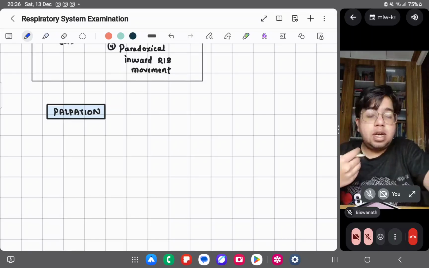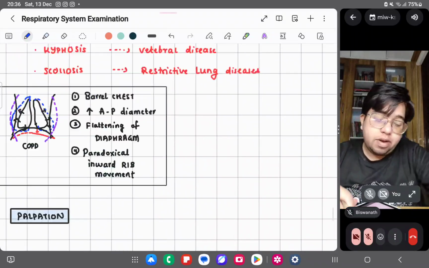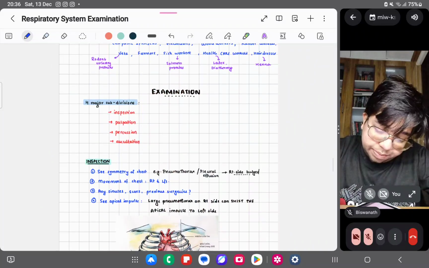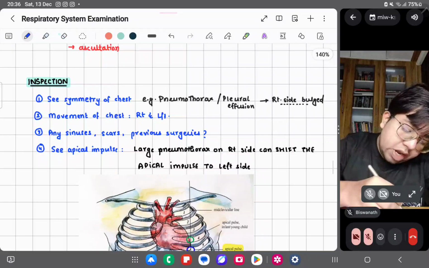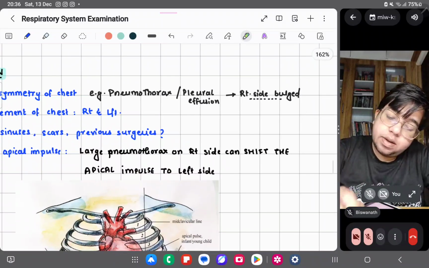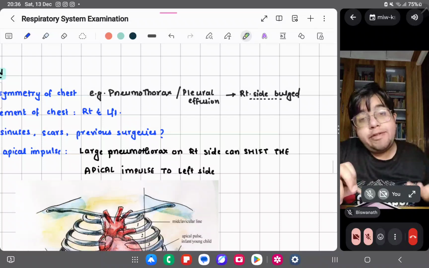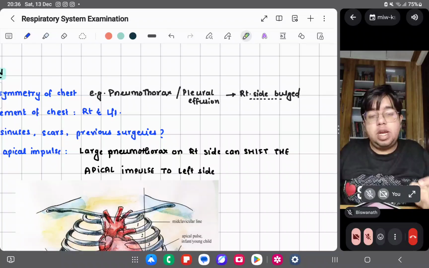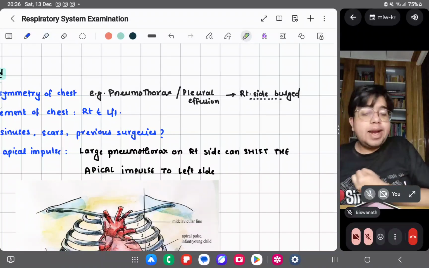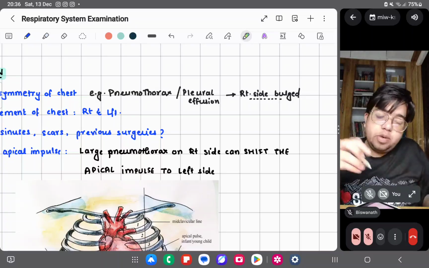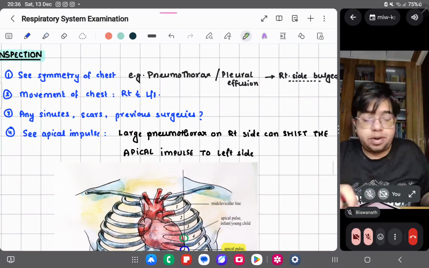You have to check symmetry. Okay, I didn't tell you in observation part. Look at this. Symmetry of chest is an important finding because in pneumothorax or pleural effusion, if there is a big pneumothorax, if there is a big pleural effusion in one lung, then that side will be bulged. Okay, the right side will be bulged due to this pneumothorax or pleural effusion in that side.